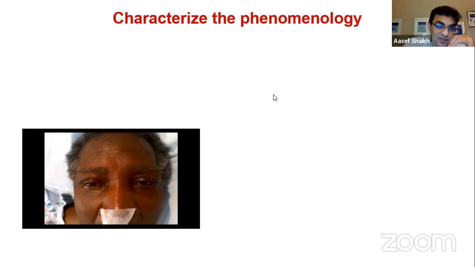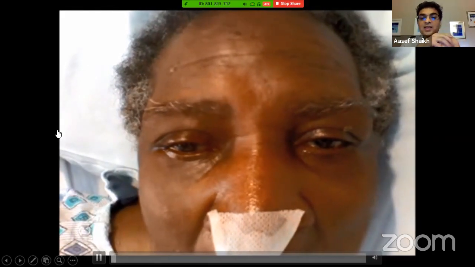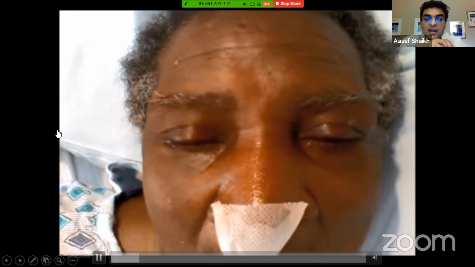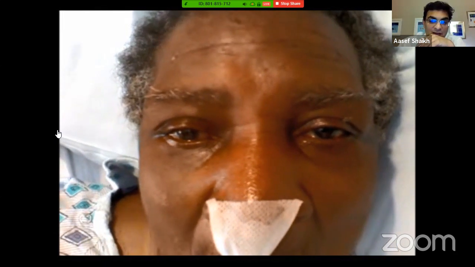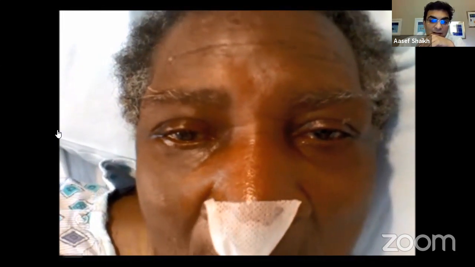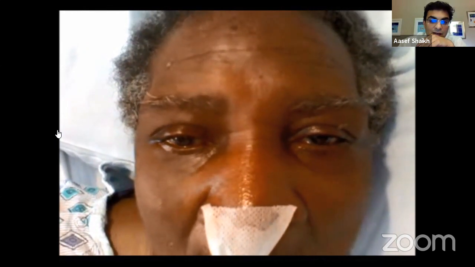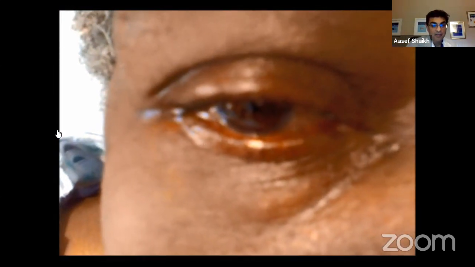Now, I want you to characterize this phenomenology. I know we talked a lot about lids. So what you see in this patient, you are seeing the lid movements, but if you look carefully, there are no eye movements. She only had lid nystagmus. So she had just lid nystagmus. She did not have any vertical eye nystagmus. So I call it lid nystagmus.